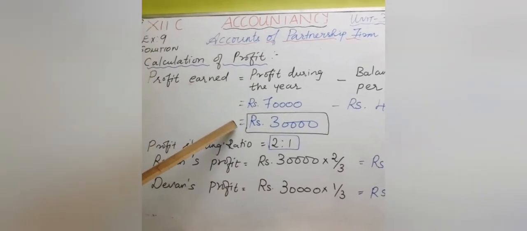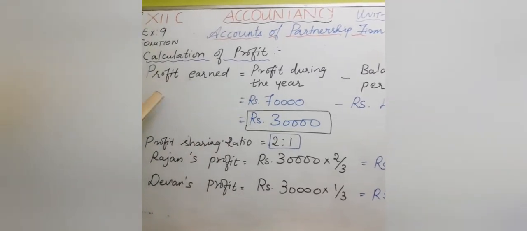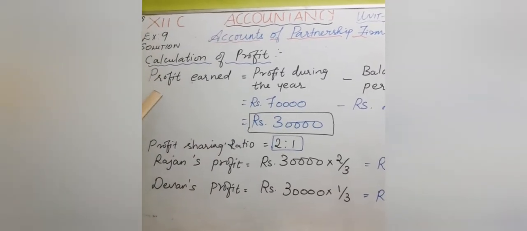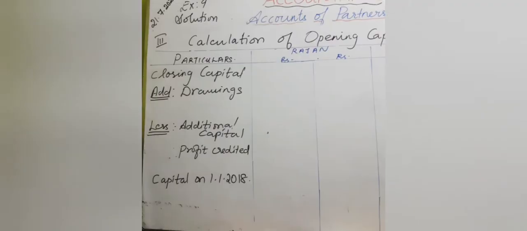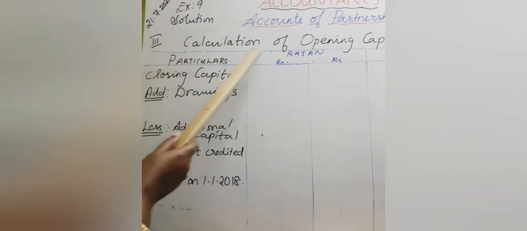So the difference is 30,000, that is actual profit earned. Next we will proceed to find out the opening capital. 3. So this is a continuation. Now see here, in this step we are going to calculate the opening capital. Since the balance sheet is given, we have to prepare this format.